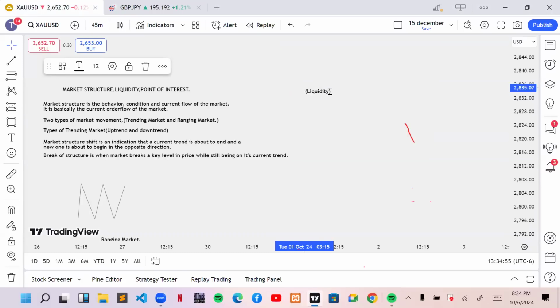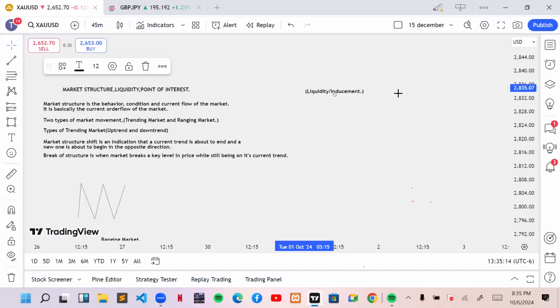What I use as my liquidity for taking my entries is inducement. That's what I use as my liquidity. Now what is an inducement? An inducement is the first valid pullback that the market makes after a break of structure or a market structure shift.